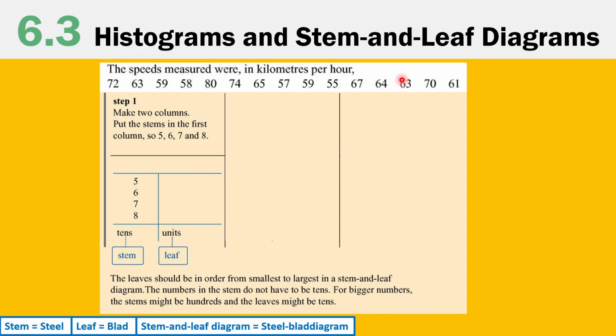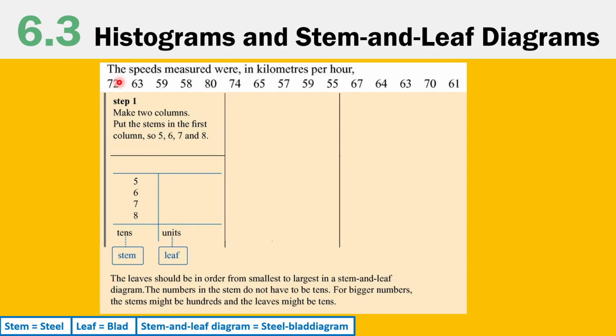Here are the speeds that were measured, or use something different. This is what belongs to this example here. Let's say these are the data values, and we're going to make a stem and leaf diagram here. Make columns, and to do so, we're going to split this number into two parts: the first number, the tens, and the second number, the units, the tientallen and the eenheden.